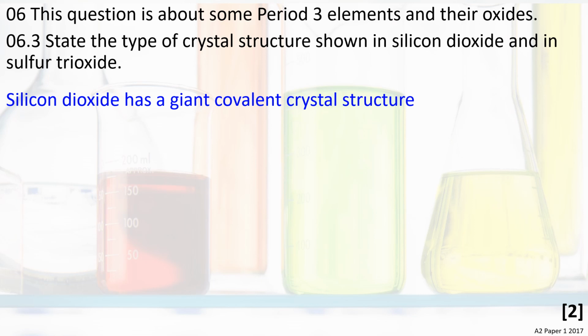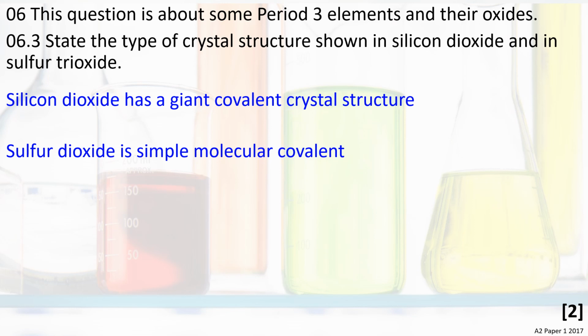SO3 has a simple structure. There are covalent bonds between the atoms in each molecule and weak intermolecular forces between the molecules.